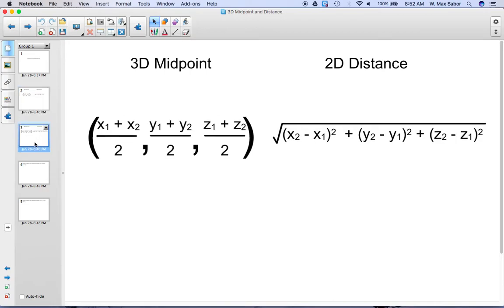In 3 dimensions, the process is identical, except now we have an extra coordinate. So we're still taking the average of the z-coordinates, and we'll still take the square root. It's still square root, we're not taking cube root, it's still an exponent of 2, we're just adding an extra change in z squared under the radical.